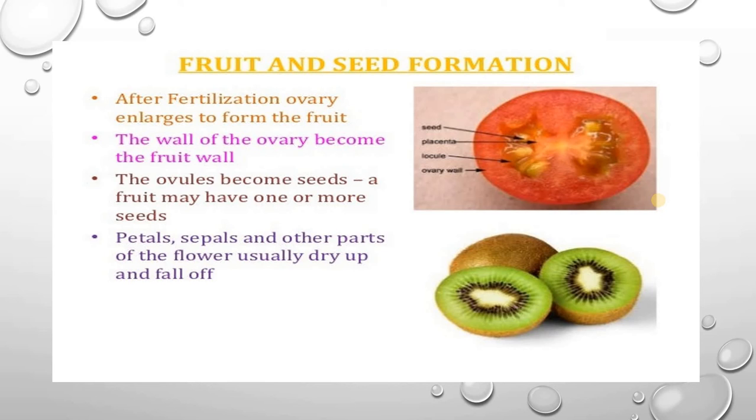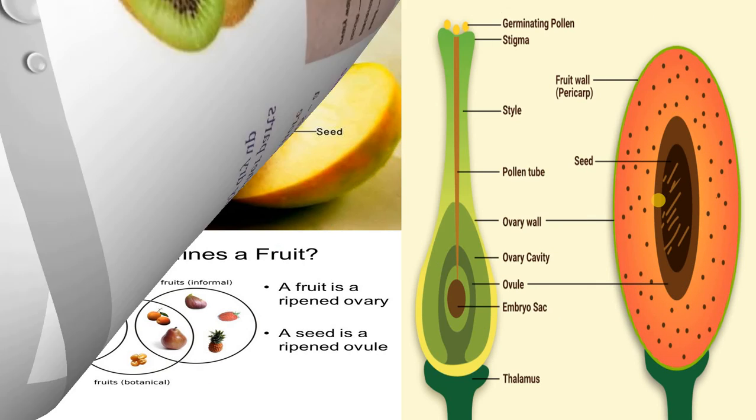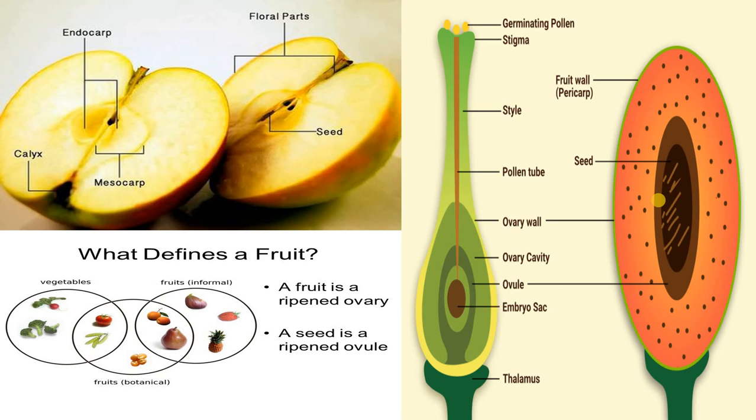Now, after fertilization, what happens? The ovary of a flower develops and becomes a fruit. And fruit is what? A fruit is actually the ripened ovary of a flower. The other parts of the flower dry up and fall off. Only the ovary is left behind. So at the place on a plant where we originally had a flower, now we have the fruit.